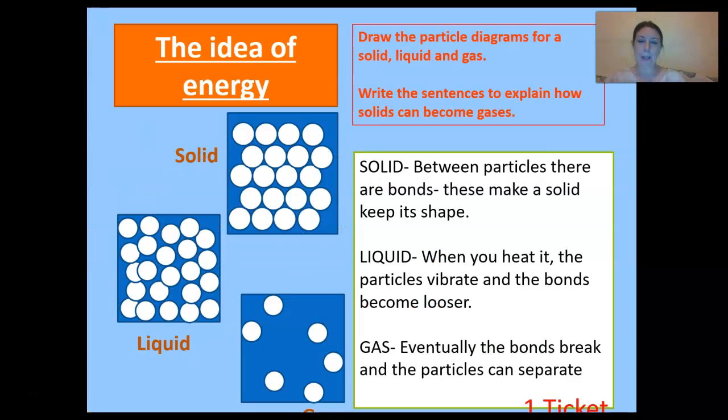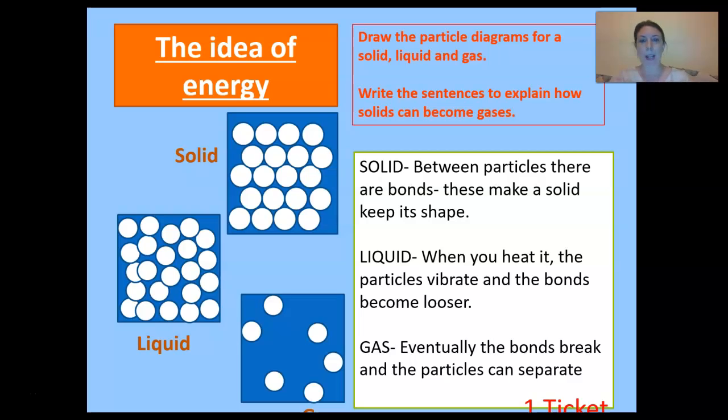So these are the images for a solid, liquid and gas. Now, in a solid, between particles there are bonds, usually covalent or ionic, and they make the solid keep its shape. So the intermolecular forces are really strong. They can't be compressed, so they keep the shape that you put them in. What you can do is break those bonds by adding energy.